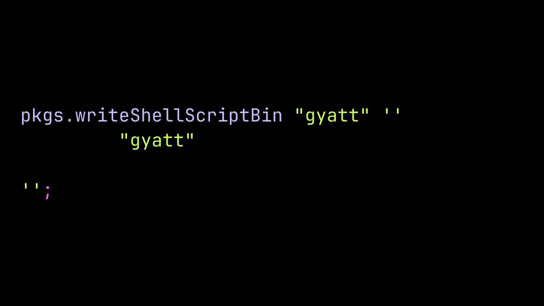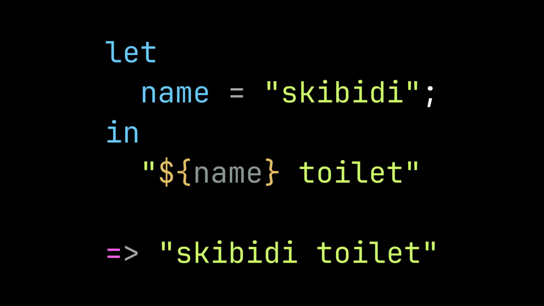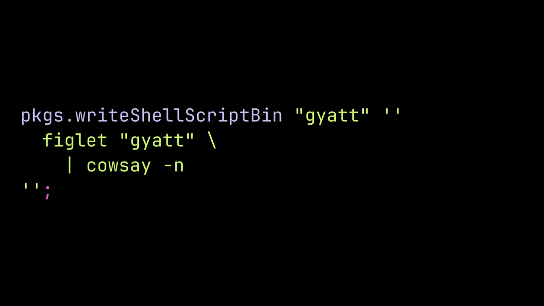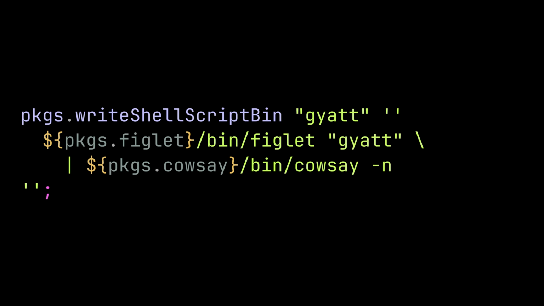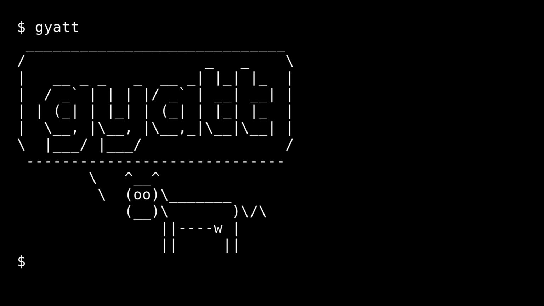But what if Git uses other programs as dependencies? You can do that by using Nix string interpolation. For example, if Git depends on cowsay and figlet packages, we can interpolate the dependencies like this. Then we will refer to the executable in the bin directory, then you can treat cowsay and figlet as normal commands. Congrats! Now Git runs with the dependencies.